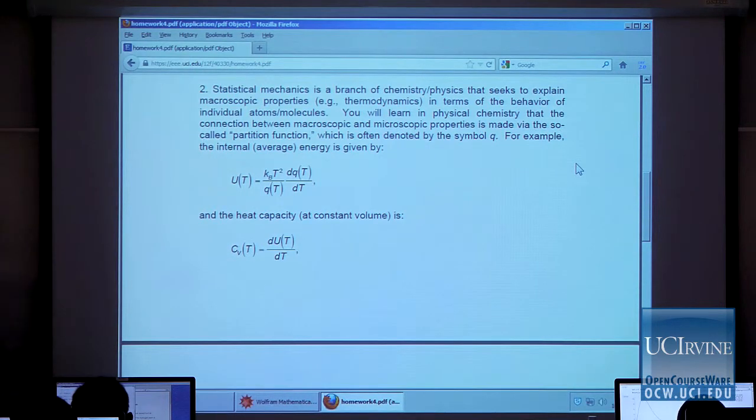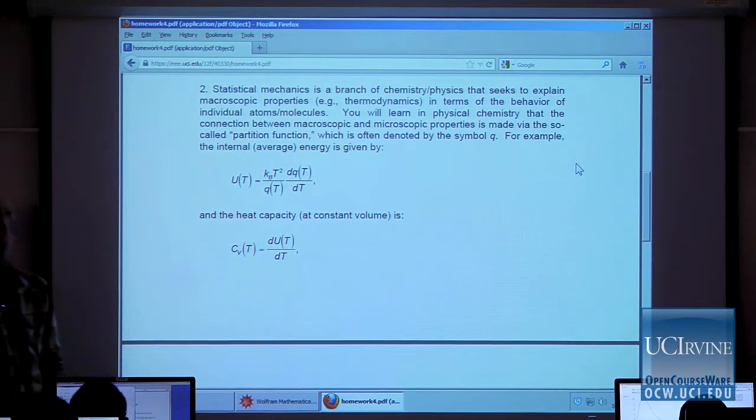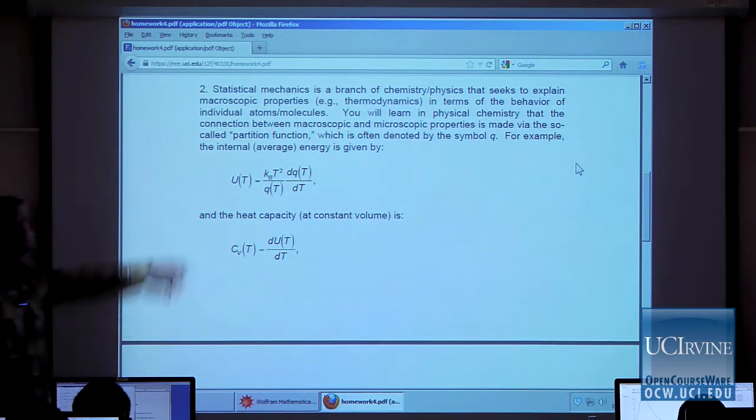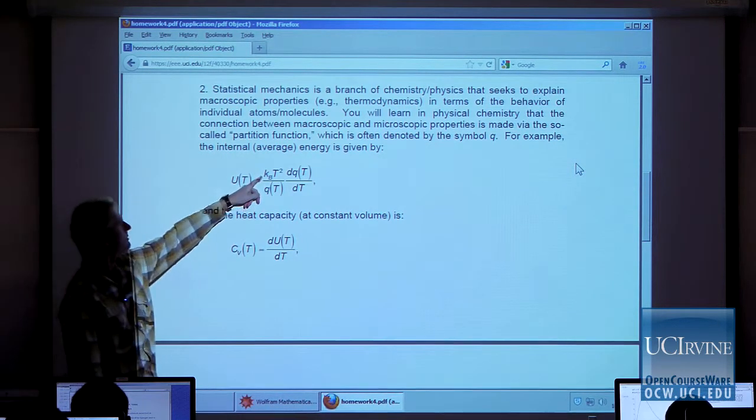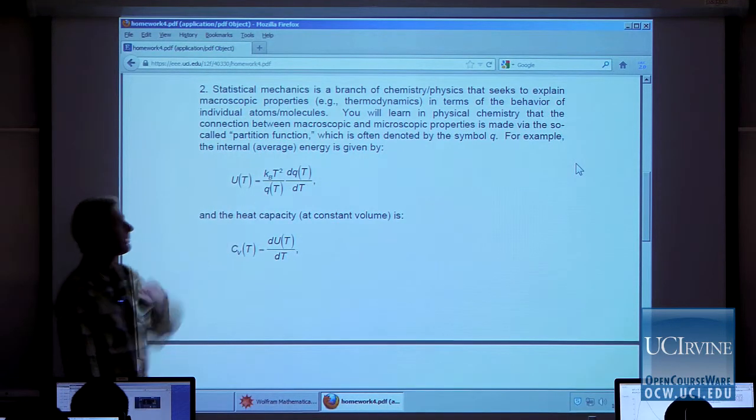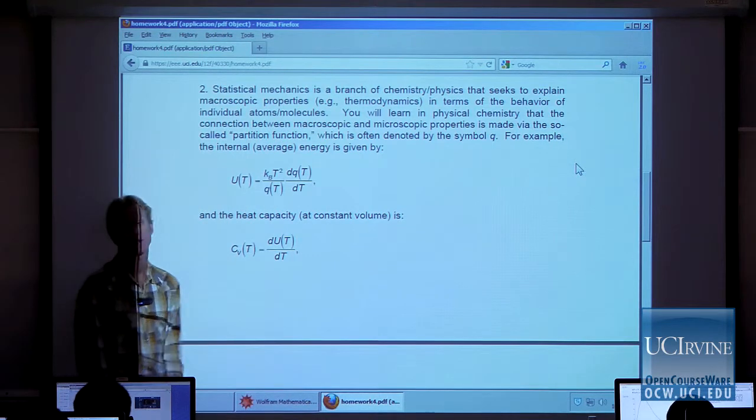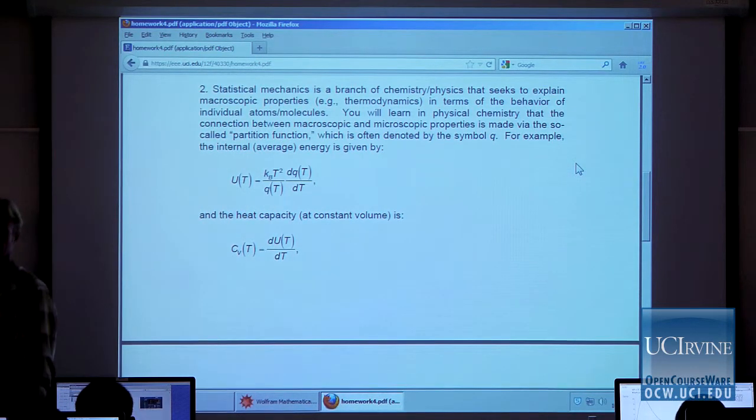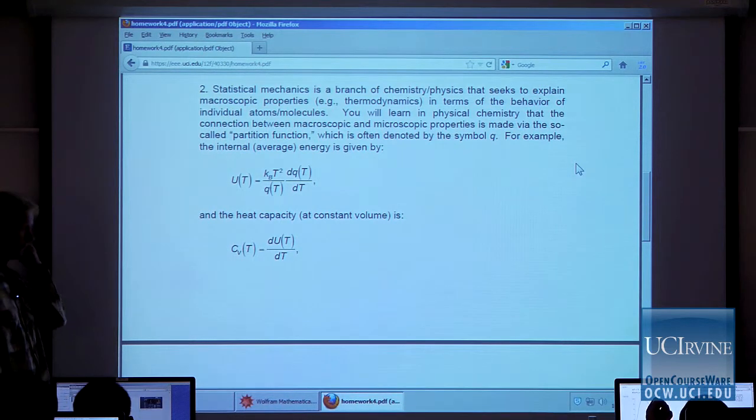All right? So here's a couple of examples of things that you can calculate if you know the partition function. One of them is the thermodynamic quantity called the internal energy, which I use the symbol U for here. And that's Boltzmann's constant times T squared divided by the partition function, and then times the derivative of the partition function with respect to temperature. All right, so you'll derive this formula when you take Chem 131C.